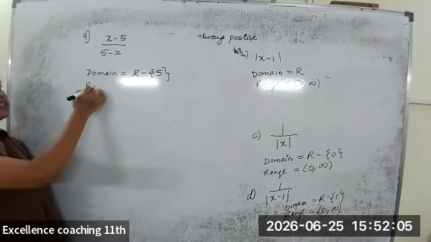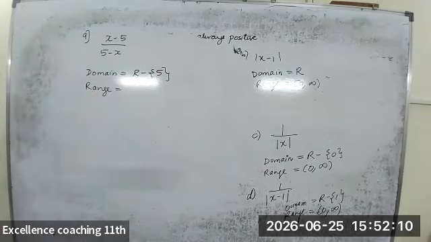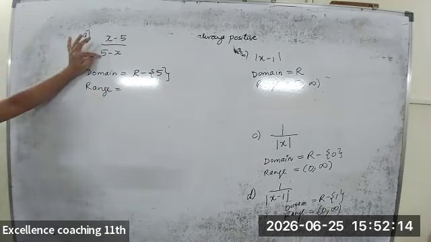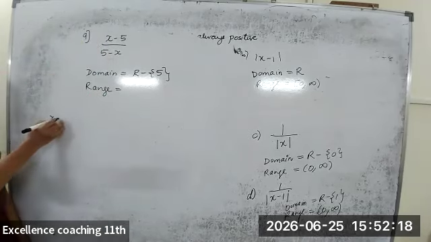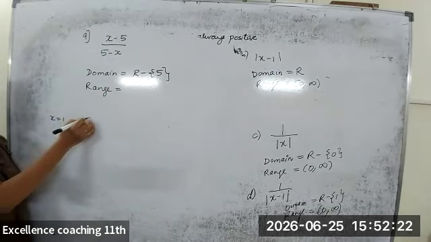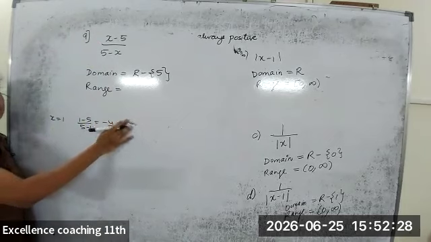Now range is asked. Let us see the range. This type of problem, range. Now what is there? See, one is x minus 5, this is 5 minus x. Opposite, no? Just look at this. If I give x equals 1, calculate and tell me the answer. 1 minus 5 upon 5 minus 1. What is the answer? Minus 4 upon plus 4, which is minus 1.